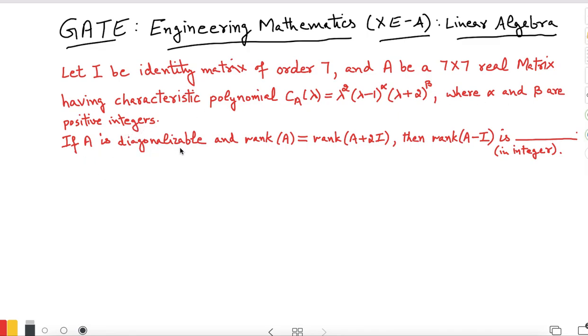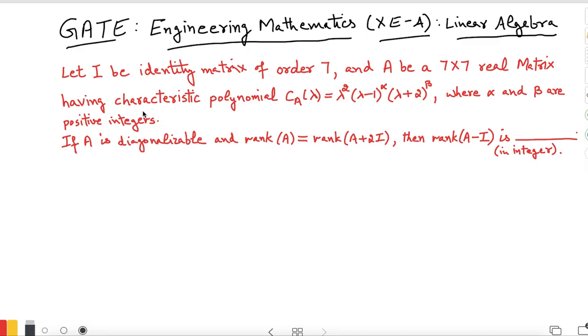If A is a diagonalizable matrix and the rank of A is equal to the rank of A plus 2I, then what will be the rank of A minus I? Okay, so this is a fill in the blank question and there is no option given. It's an engineering mathematics GATE question. So clearly few things are given here.